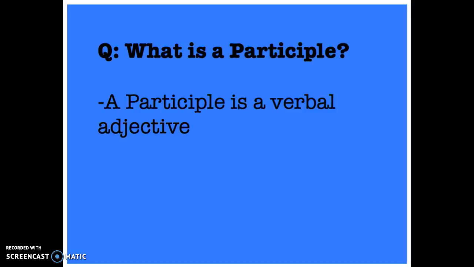Okay, so today we're going to be learning about participles. So, question, what is a participle? A participle is a verbal adjective. Now, what does that mean? It means that it's kind of like a verb and it's kind of like an adjective. So it's a word that describes a noun, like an adjective, but it also expresses an action, like a verb.